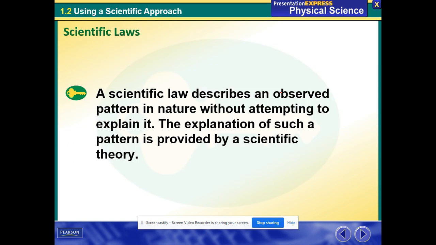A scientific law, on the other hand, does not explain. It can describe what we see, but it doesn't explain why we see what we see. So an explanation is a theory. If you can't explain it, it is going to be a law.